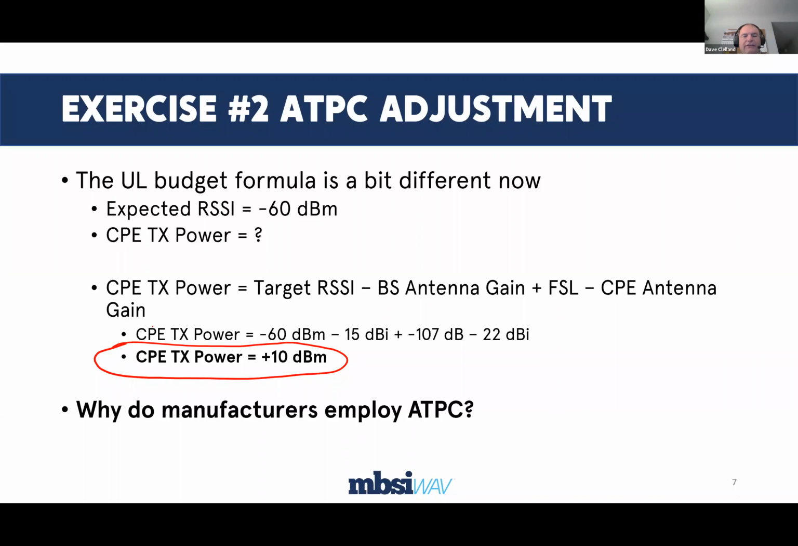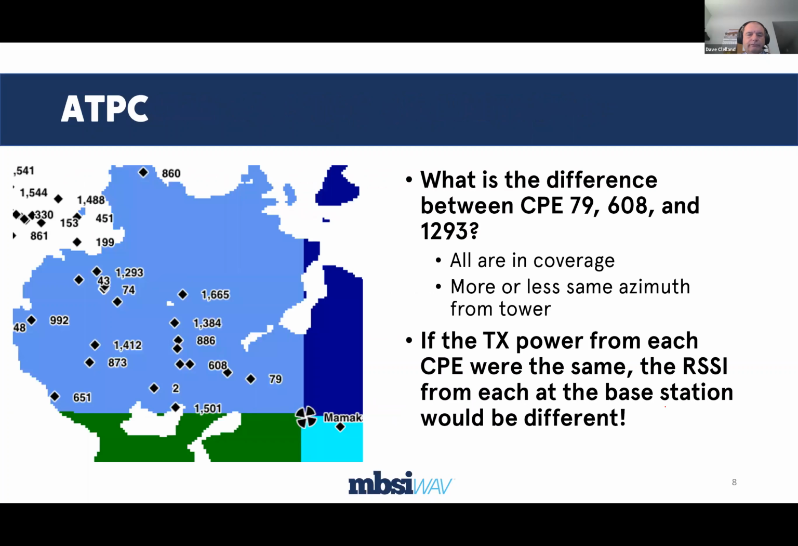So why do manufacturers employ ATPC? There's a number of reasons, and I'm going to go over a few of them here. All right, so here's a map. Here's a close-up of our little sector here. We have, of course, our target, our subscriber module there, number 608. We have a number of other subscriber modules here. The blue would indicate that they're in coverage. Outside of that, then maybe not. So probably 199 is not in coverage at whatever height the CPE was modeled at here.